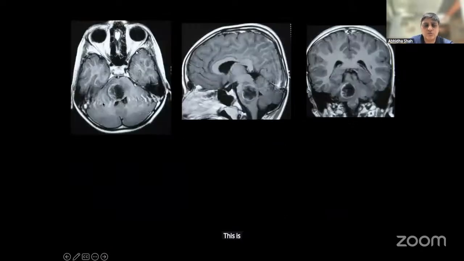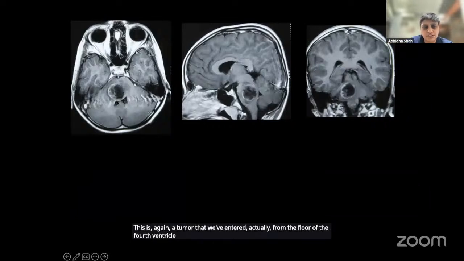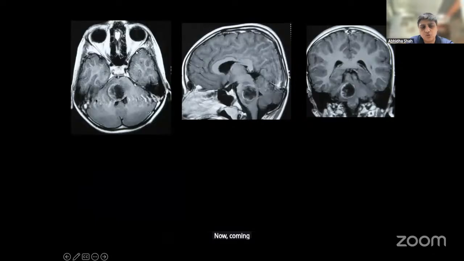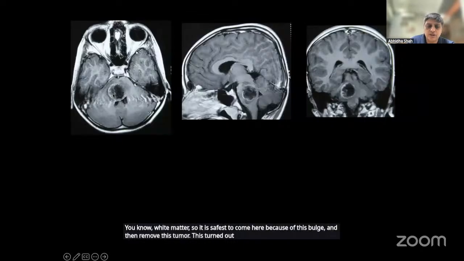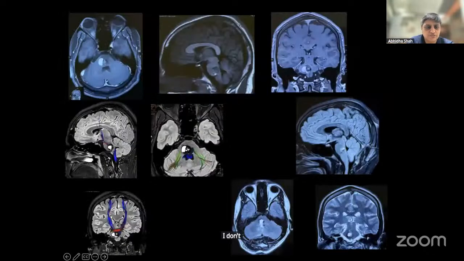This is again a tumor that we've entered actually from the floor of the fourth ventricle, because you can see the bulge here. Now coming from here will be too much of a traverse of white matter. So it is safest to come here because of this bulge and then remove this tumor. This turned out to be a high-grade glioma. I don't have the post-operative image, unfortunately.